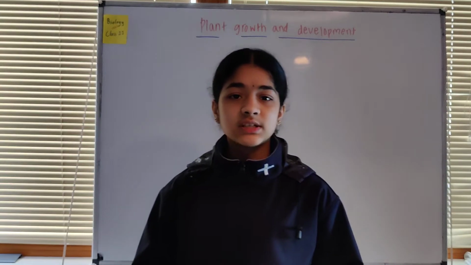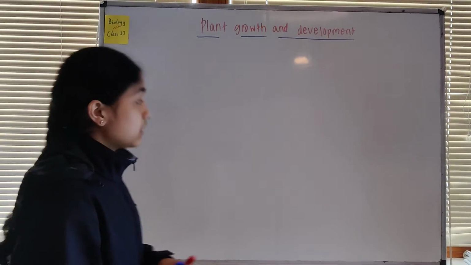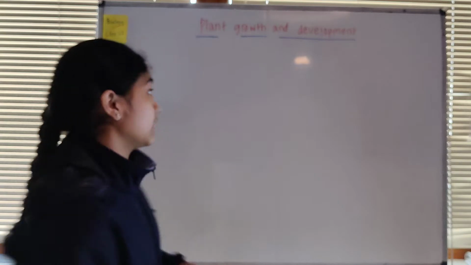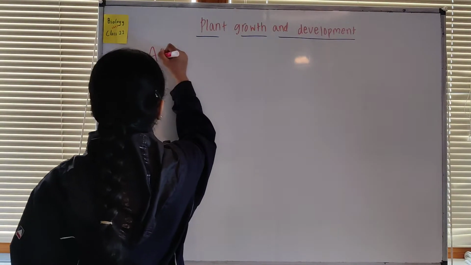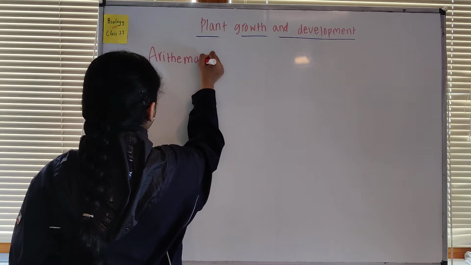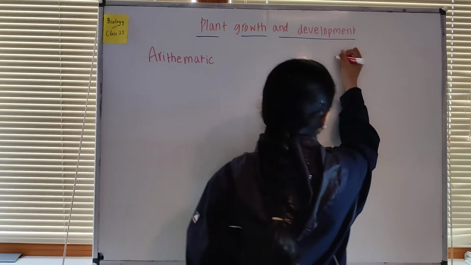In this section we are going to discuss the growth rates. So the two types of growth rates are arithmetic growth rate and geometric growth rate.